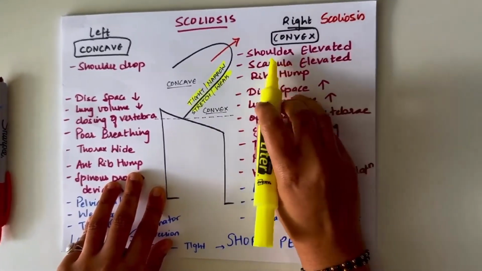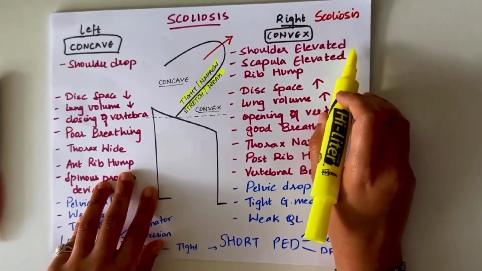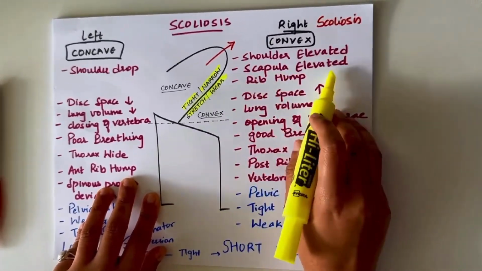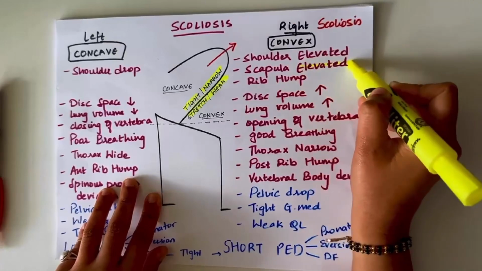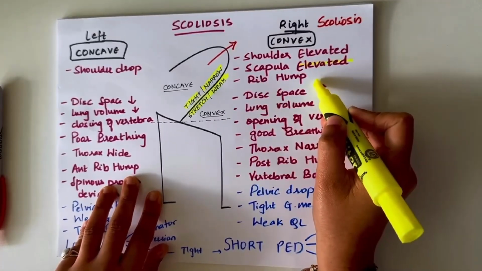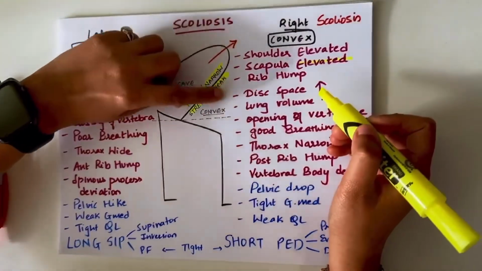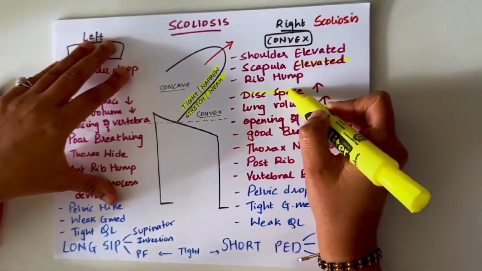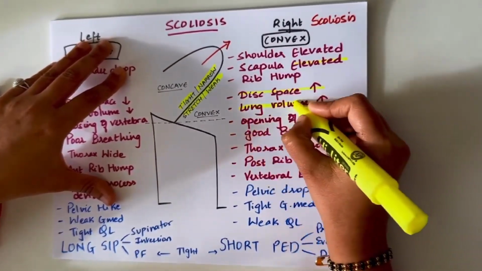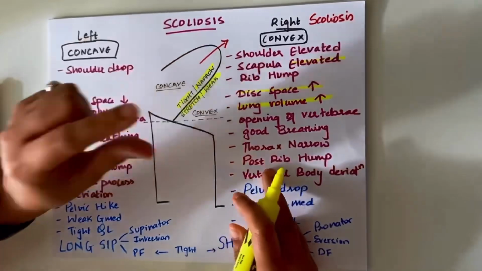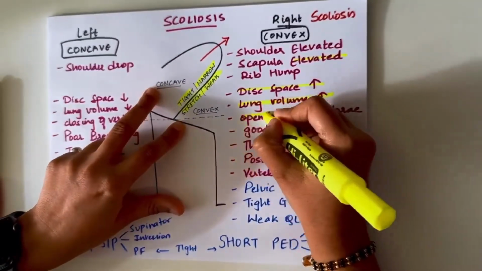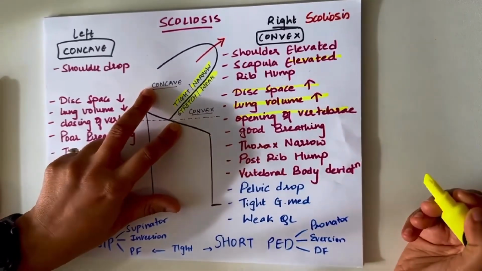So on this side you will have the shoulder elevated or hiked up. Then you have, of course, your scapula, which is again elevated. Rib hump would be seen this side. Now since this is the elongated side, your disc space is increased. You have your lung volume that's increased, and of course the intervertebral space would be increased. So we can say it's the opening of the vertebrae.